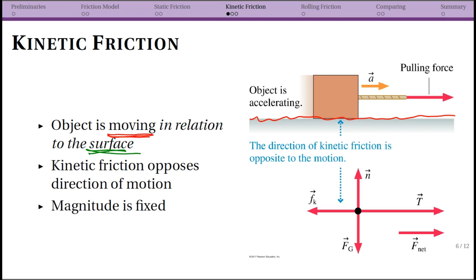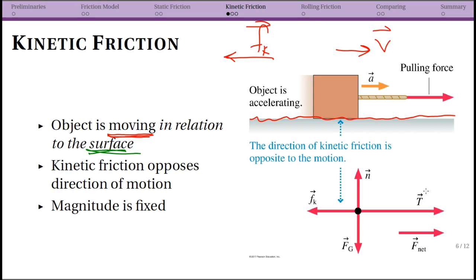So kinetic friction opposes the direction of motion, and this might come in situations where you also have pulling and pushing forces on your object. We don't say that kinetic friction is opposing the tension. In this picture, it happens to be, but what matters is that it is opposing the motion. So in this case, we have a velocity vector that's to the right. Because of that, we have a kinetic friction force that is to the left.